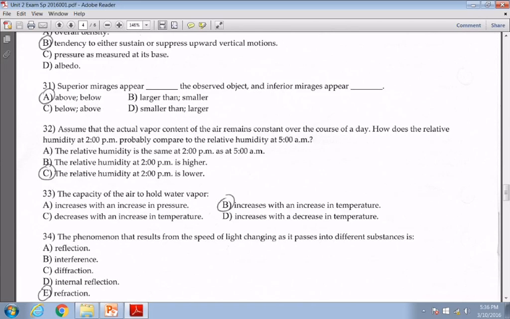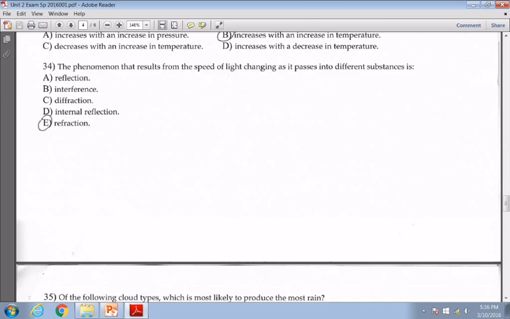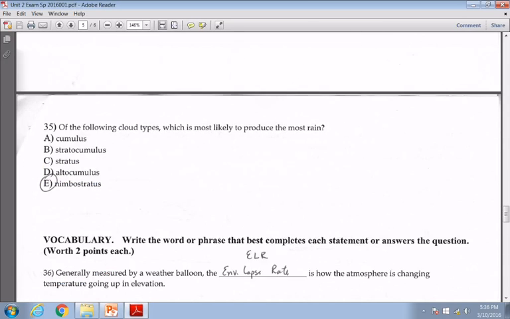Kind of related to that, so C is the best answer for 32. 33, the capacity of air to hold water vapor actually increases with increasing temperature. B is the best answer for 33. 34, refraction is what happens when light changes its direction because it's changing speeds as it travels between two mediums. 34, the best answer is E.